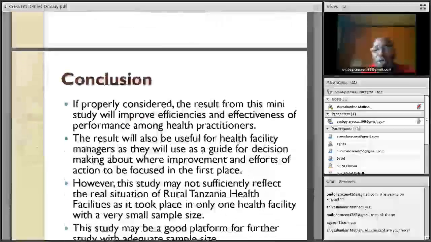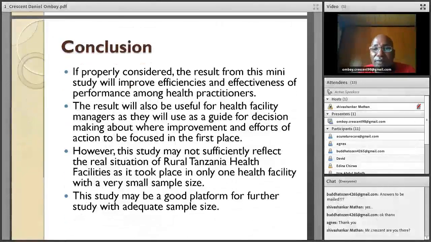In conclusion, if properly considered, the result from this mini study will improve efficiency and effectiveness of performance among health practitioners. The result will also be useful for health facility managers, as they can use it to guide decision making about where improvement and effort of action should be focused in the first place.